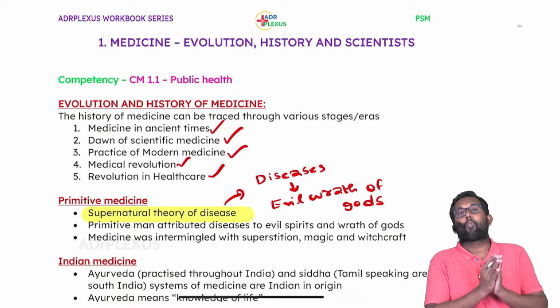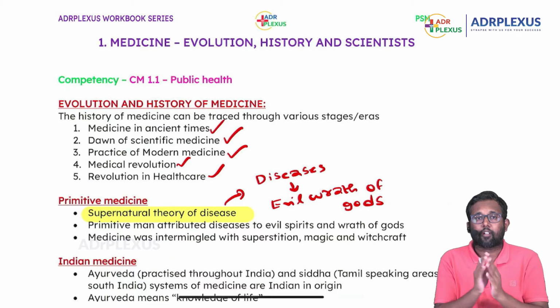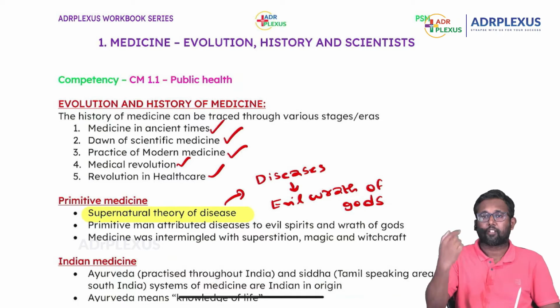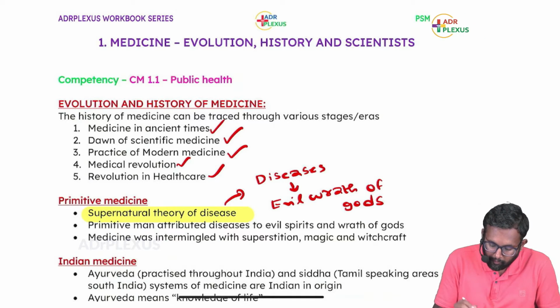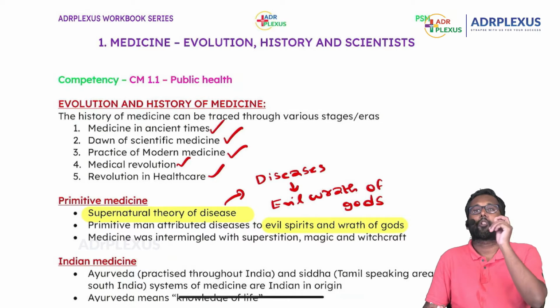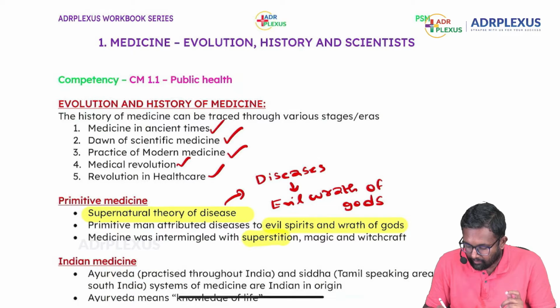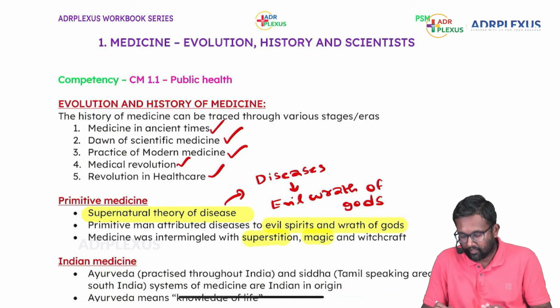So what they told in the previous, if you are not praying to the god, the god will prick your eyes. So those things, that is the supernatural theory of disease. So primitive man attributed the disease to the evil spirits and wraths of gods. So it was intermingled with superstition, magic, but it was not an accepted theory.